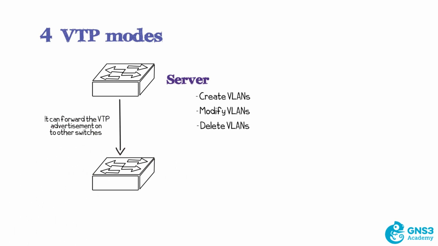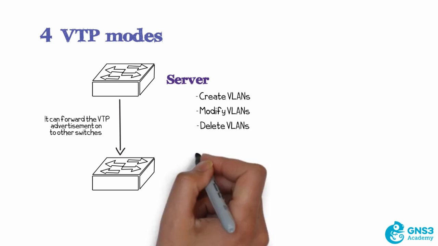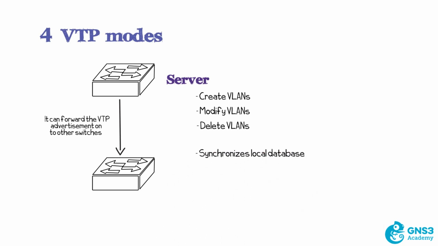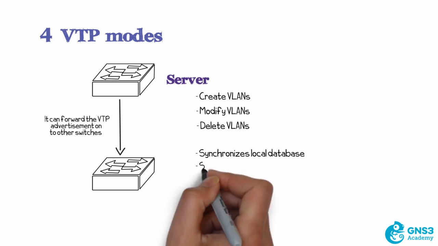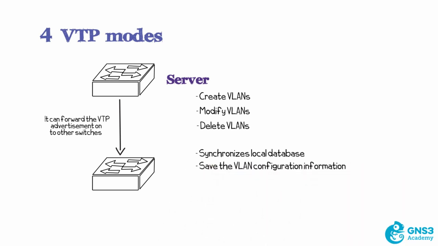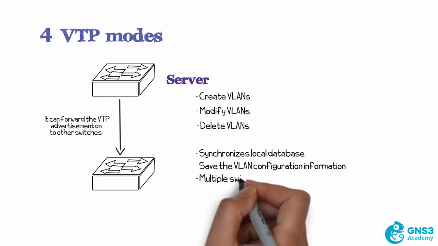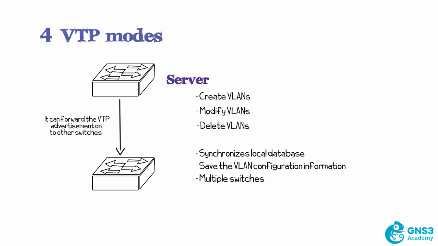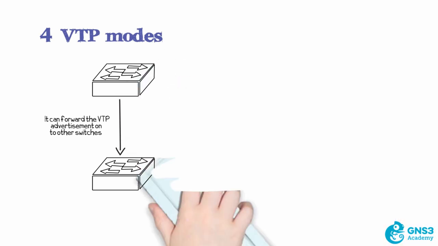If you make changes on the local switch, it would send out summary advertisements to notify other switches of the changes. A VTP server also synchronizes its local database to the latest revision number in the VTP domain, and a VTP server can save the VLAN configuration information locally to the VLAN.dat file. So this is the device where you're going to make your changes by adding, deleting, and modifying VLANs. Multiple switches can be configured as VTP servers, but you need to be careful with this, otherwise you may have switches overwriting each other.